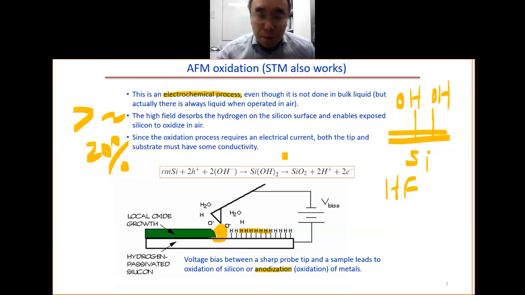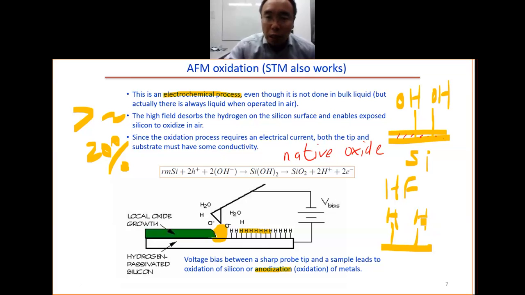So this is the native oxide. When you put it in the HF solution, hydrofluoric acid, it will remove the native oxide. At the same time, the surface will be terminated by hydrogen. So when it's terminated by hydrogen, it becomes hydrophobic. So you can see this. You take the wafer out, and the water will fall off.